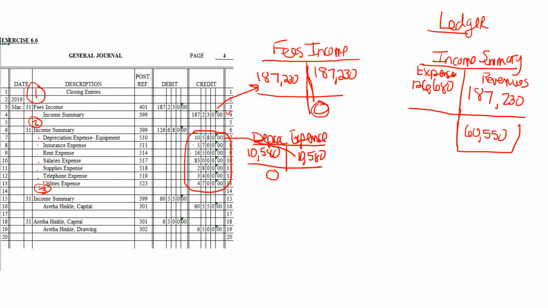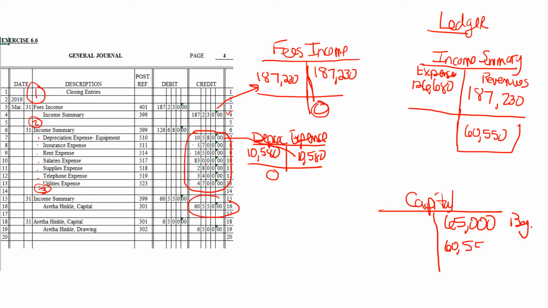We're going to close this out, and then notice we're going to credit the capital account. So if I go down here and I say capital, and I believe if you go back to the previous page, capital had a beginning balance, a starting balance of $65,000. I think that was the beginning balance, just so you know that. Now, when we do this third entry, we're going to transfer this $60,550. Notice it's going to be crediting capital. Write that right there, $60,550.